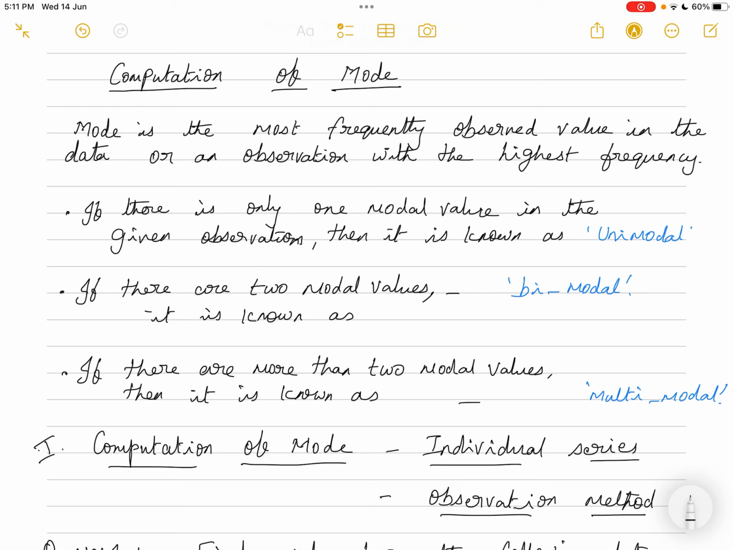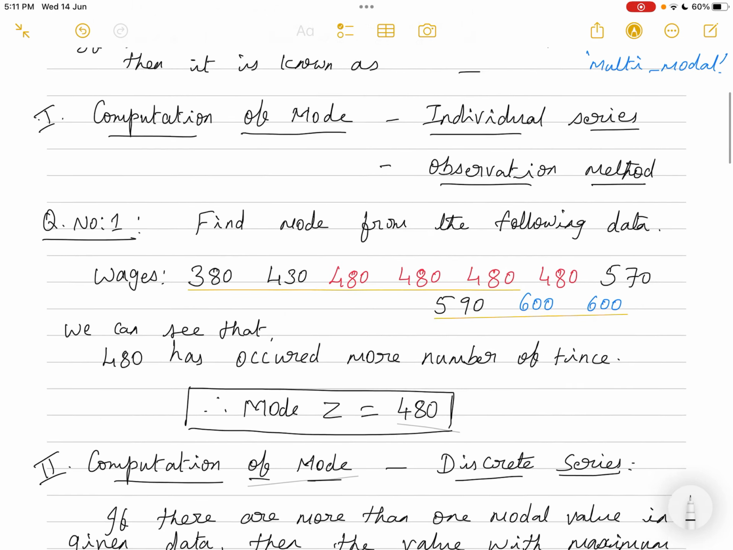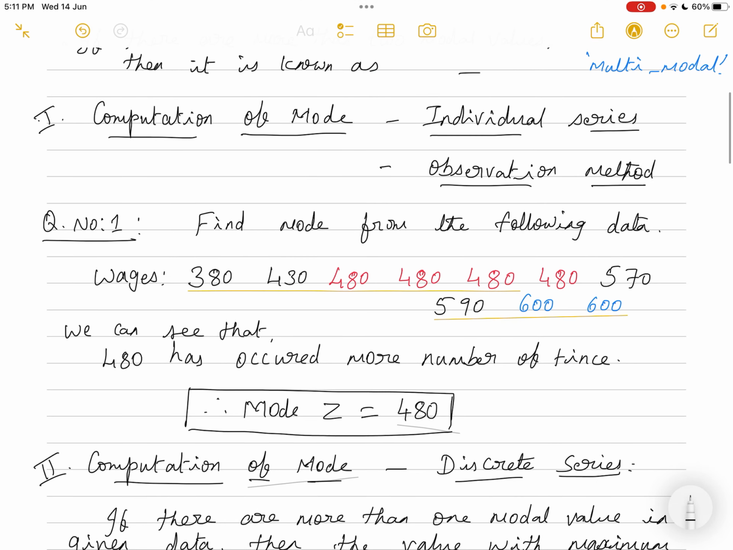First, let us check out the simplest one, the computation of mode under individual series based on observation method. Question number 1, find mode from the following data. The wages given are 380, 430, 480, 480, 480, 480, 570, 590, 600 and 600. So this is the given data.